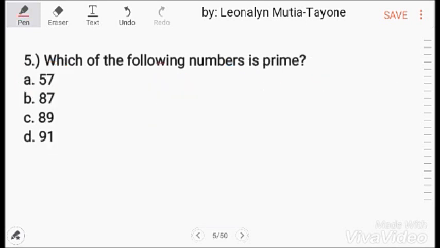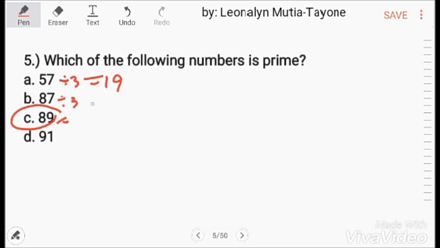Number 5, which of the following numbers is prime? The answer is letter C. Bakit? Ano ba ang prime? Ang prime ay can only be divided by 1 or the number itself. Ito, pwede siya ma-divide ng 3. O kung i-divide mo siya ng 3, the answer is 19. Kung i-divide mo siya ng 19, the answer is 3.